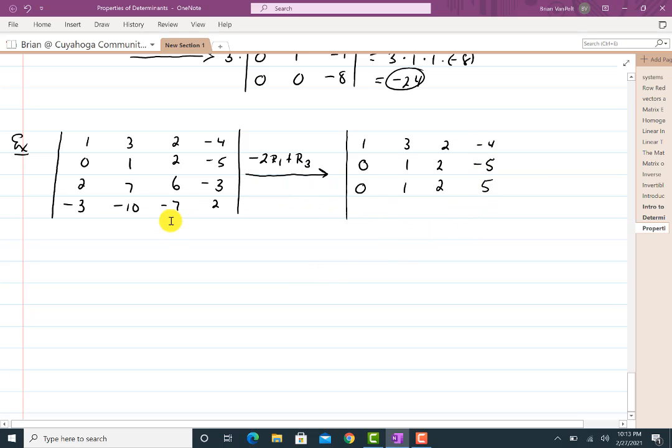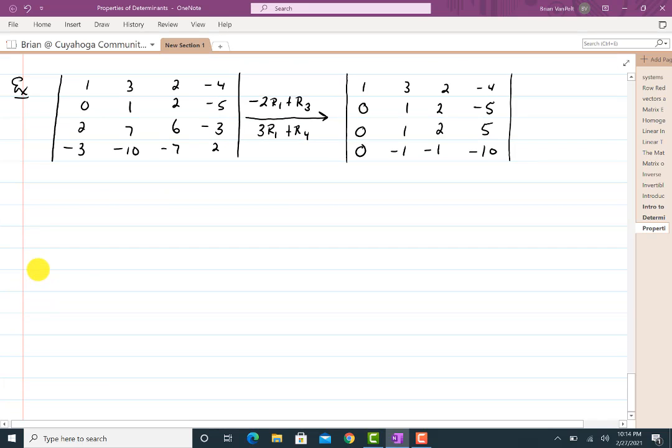Okay, and then finally, let me take out this 3 here. So I'll do 3R1 plus R4. 9 minus 10 will be -1. And then I'll have 6 minus 7 will be -1. And then I'll have -12 plus 2 will be -10. And that, now remember, none of those change the value of the matrix.